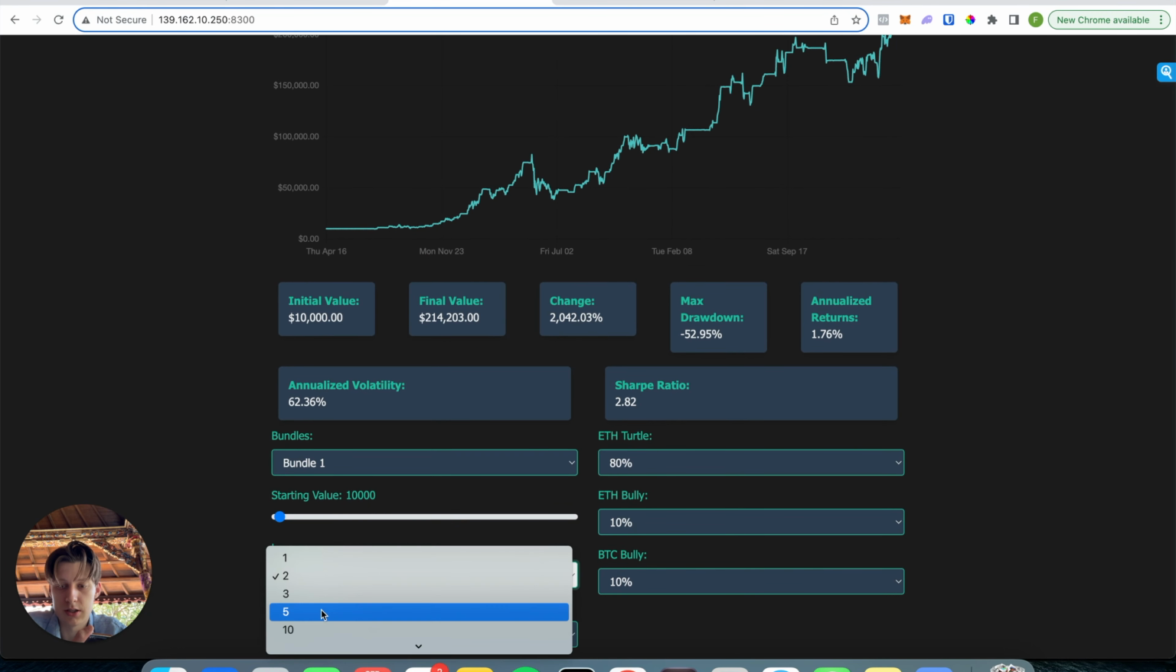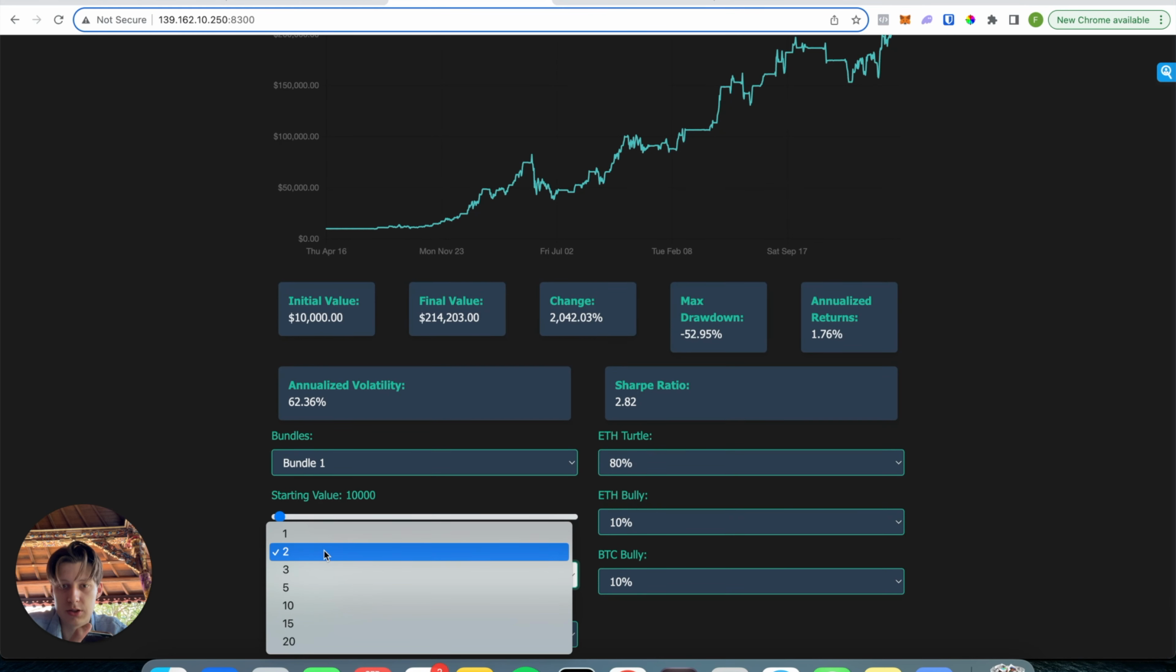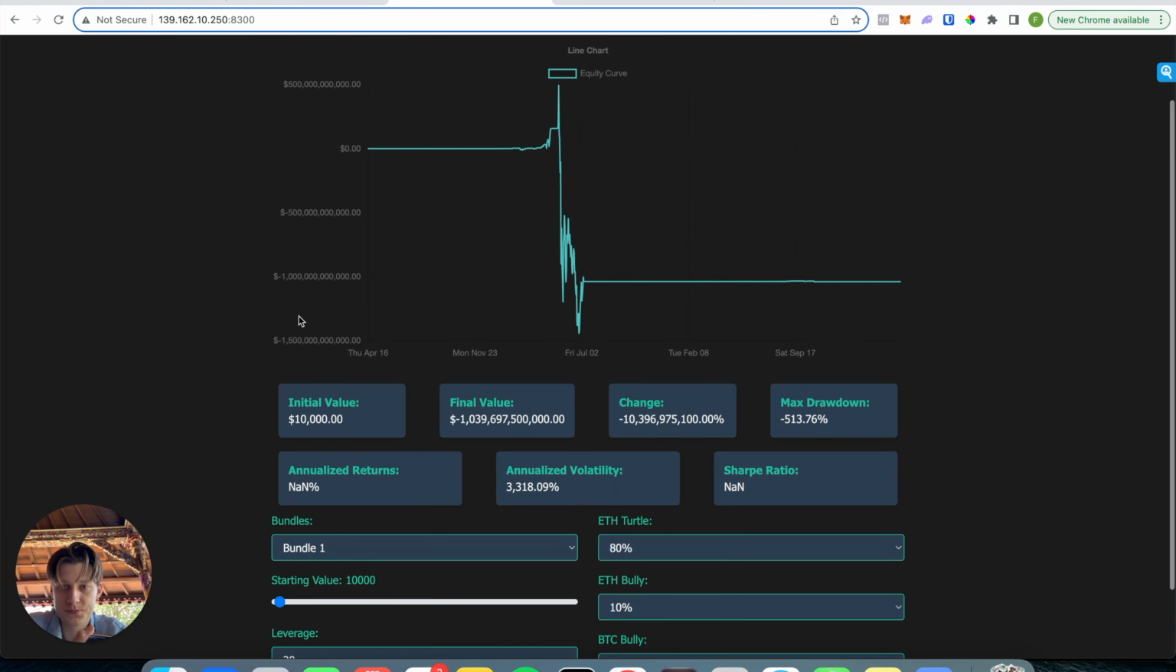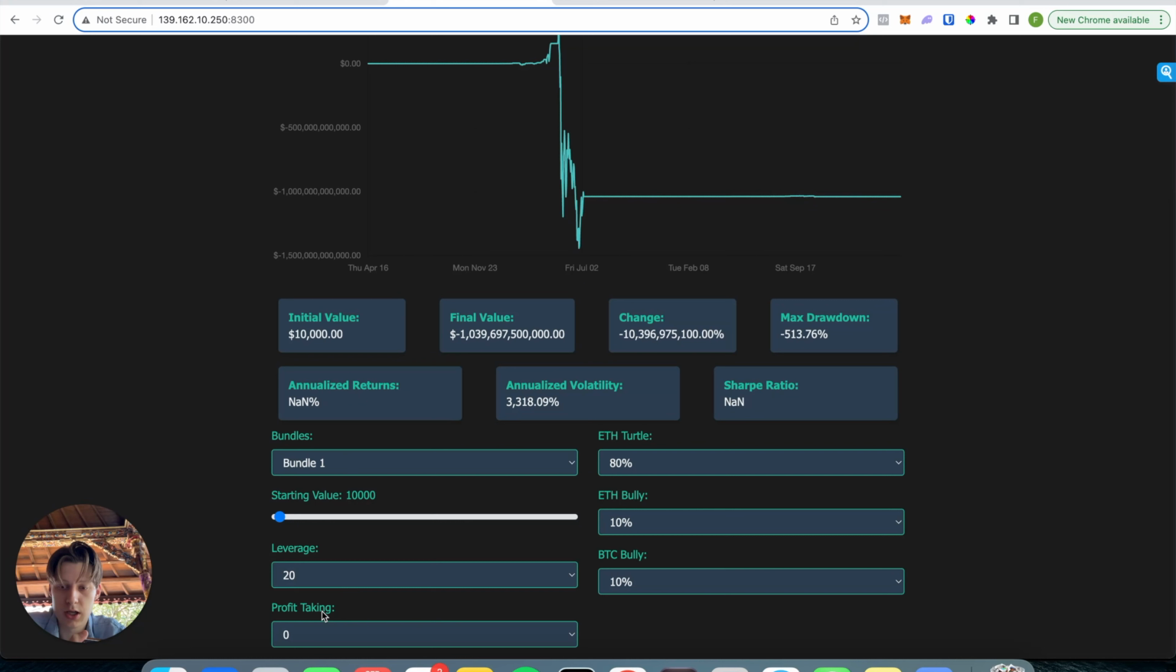Which is fine. But what if we want to use a 20x leverage? Well, if we set that up, it breaks again. However, that is because we're not managing the leverage. What we're doing is every single time we make a profit, we leave that profit in, and it's a 20x leverage.